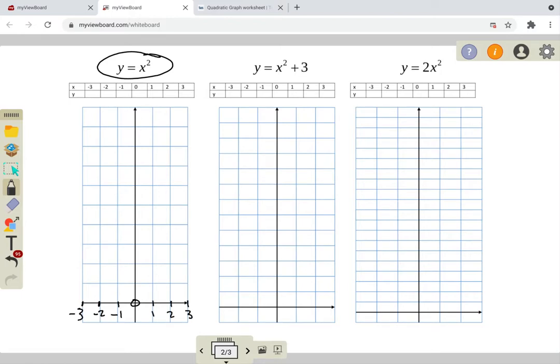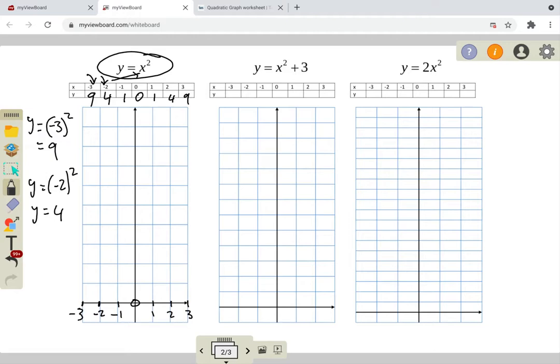The y values I have to work out because y equals x squared. What I will do is substitute each of these values for x into this equation. The first one, I'm going to substitute minus 3. So y equals minus 3 squared, which is 9. So the first one is 9. Next one, y equals minus 2 squared, which is 4, positive 4, because a negative times a negative gives you a positive. 1 squared is 1, 0 squared 0, 1 squared 1, 2 squared 4, 3 squared is 9.